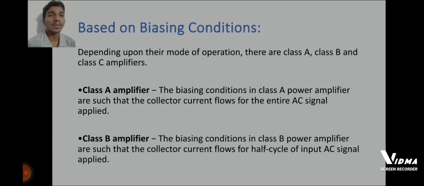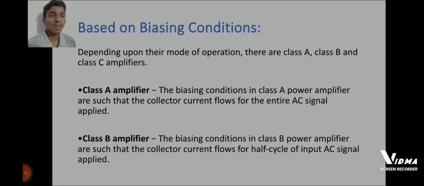Based on the biasing conditions, the amplifiers are classified into many types, and the main types are Class A amplifier. The biasing condition of a class A amplifier is such that the collector current flows for the entire AC signal applied. So it produces 0 to 360 degrees of the input signal at the output.